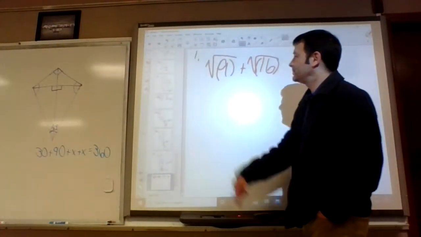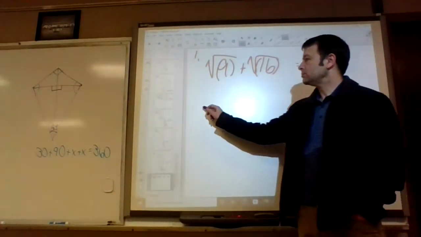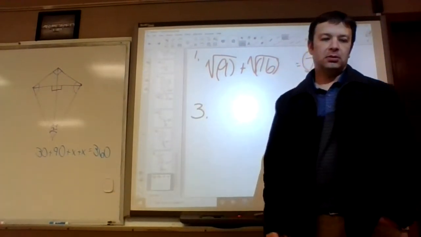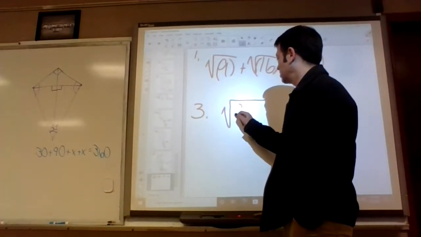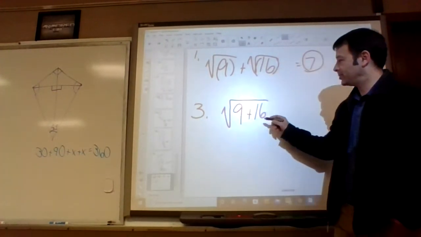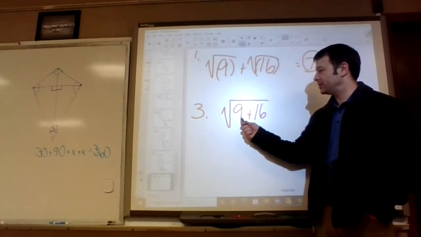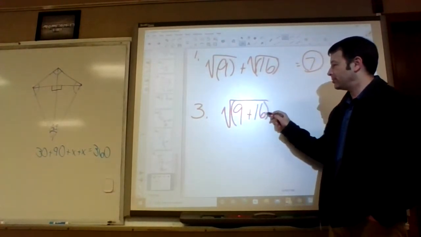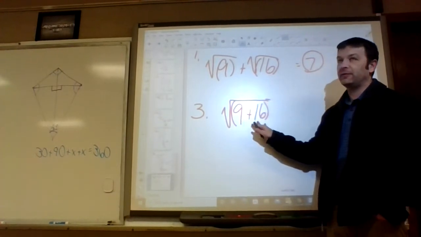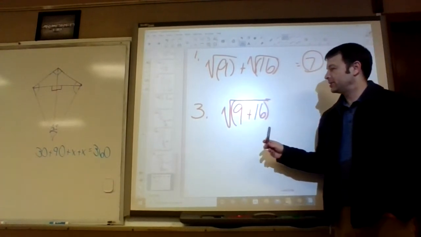That's number 1. Number 3. What's different than number 3? They're bigger. Right, it's all inside the square root. So what you do on this one is different. You do 9 plus 16 first, and then you square root it. Okay, so you do everything inside first. It's kind of like there's parentheses in there.